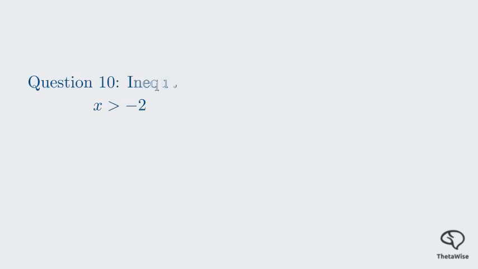For question 10, we need to represent x is greater than -2 on the number line. First, we identify -2 on the line. Because the symbol is greater than and not greater than or equal to, we use an open circle. Since x is greater than this value, we draw an arrow pointing to the right, towards the larger numbers.